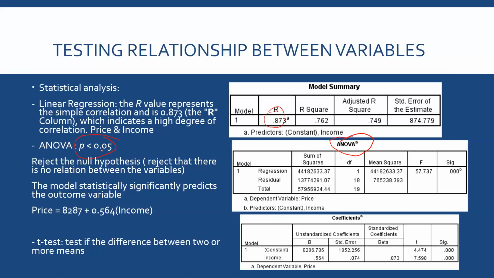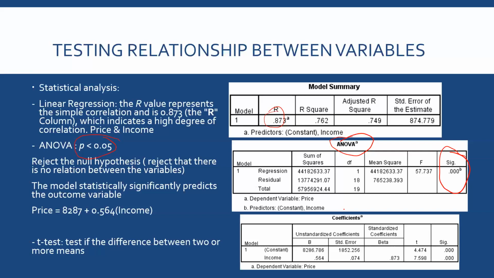And once you conduct the ANOVA analysis, you go to the significance column, this column right here, and you compare it with the P. If it's less than P, you reject the null hypothesis that there is no relationship. So you reject that there is no relationship between two variables. If it's higher than 0.05, then you accept the null hypothesis.